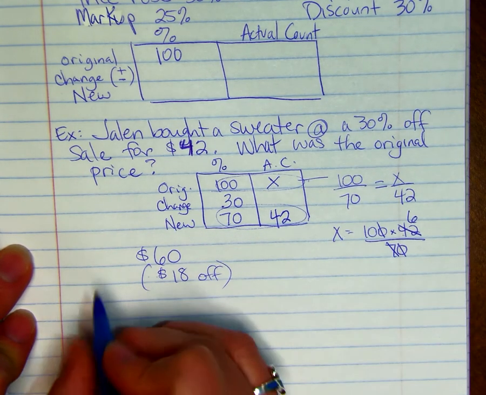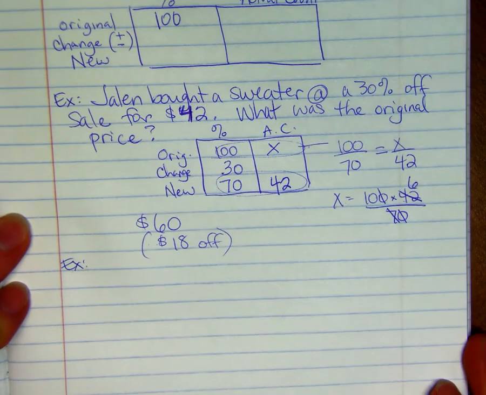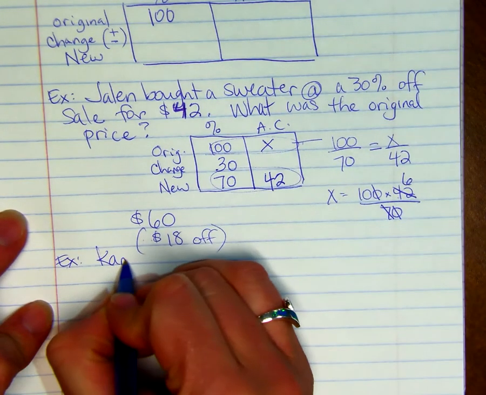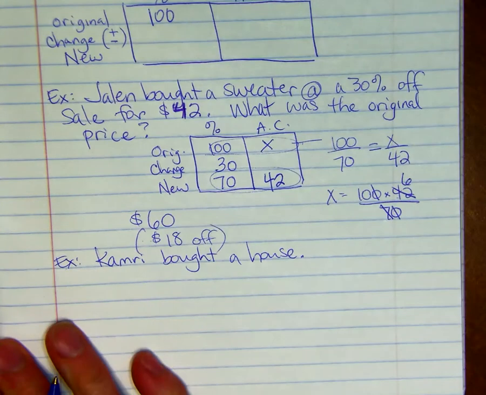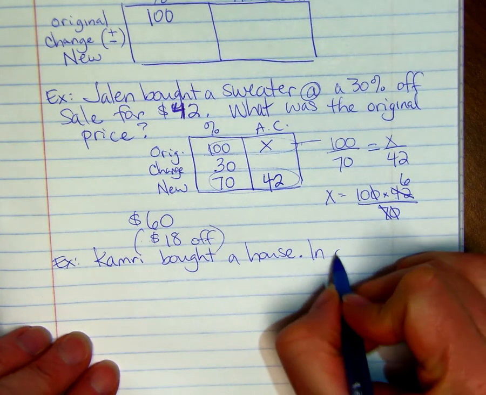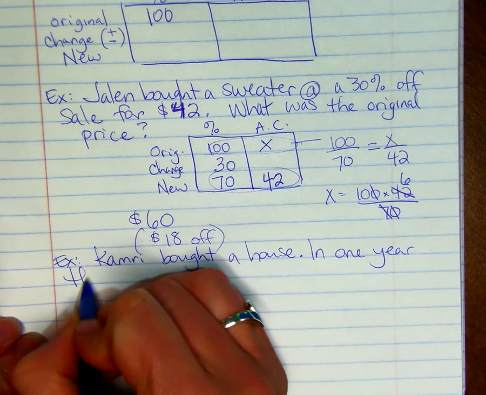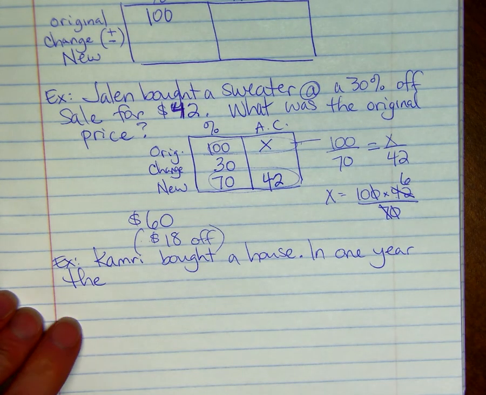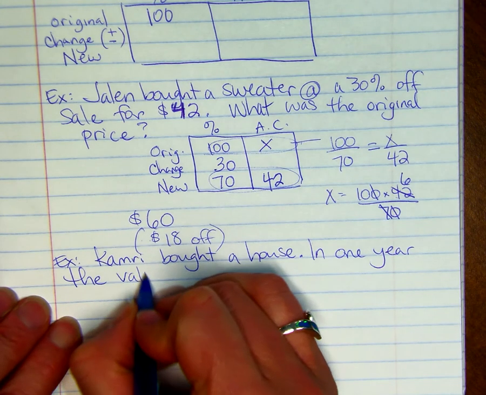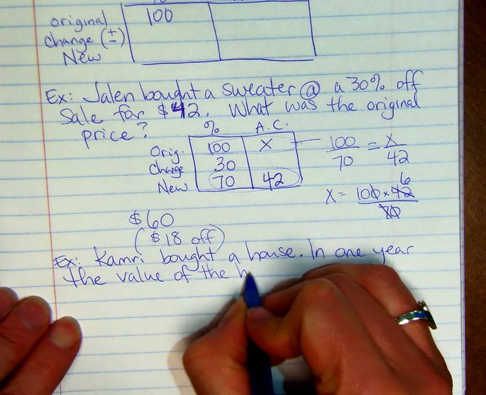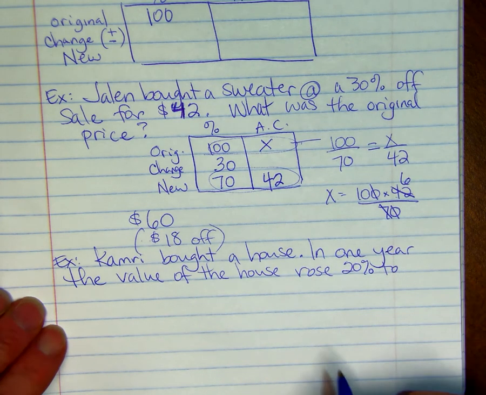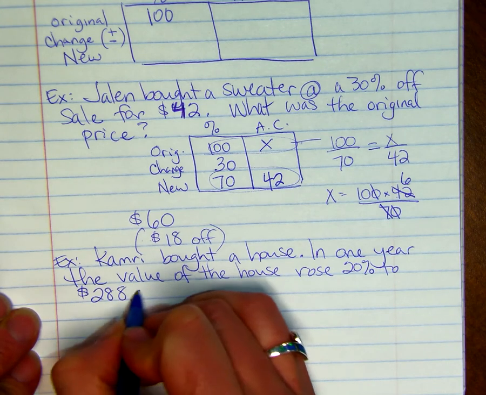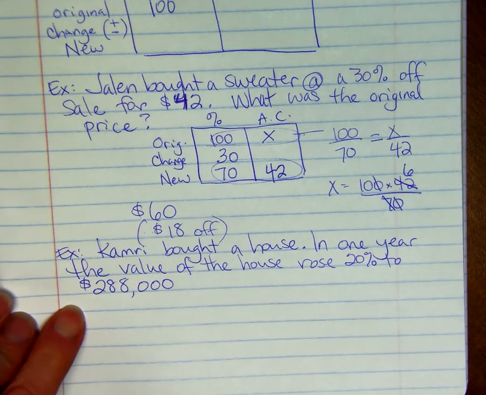Okay, here's another example. Camry bought a house. Congratulations. In 1 year, the value of the house rose 20% to $288,000. That's how much it was worth after 1 year. How much money did it increase by?